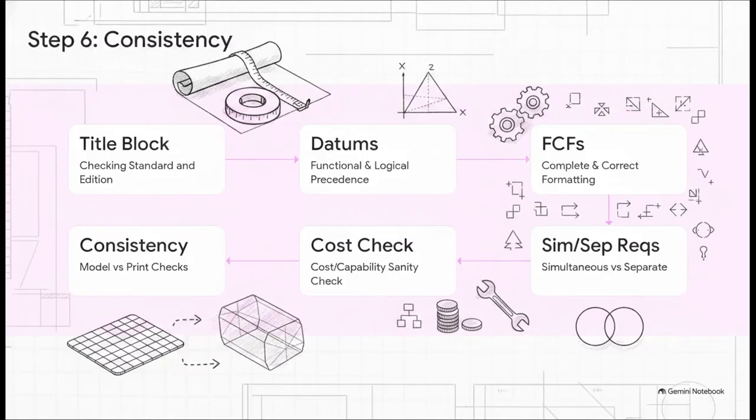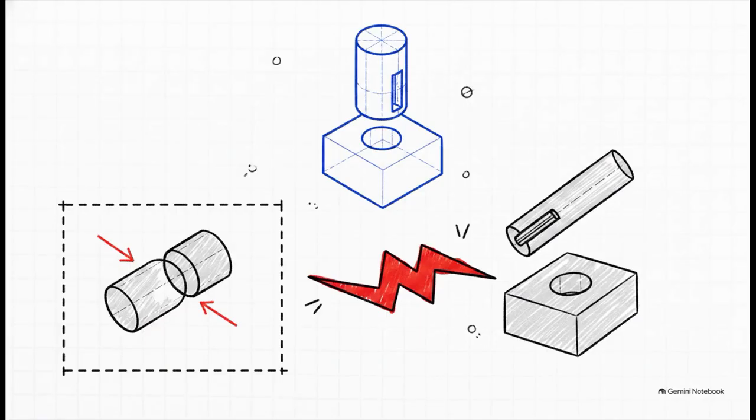Finally, we arrive at Step 6, the consistency check between the model and the print. In modern engineering, the 2D print is rarely the only source of truth. You have to query the model data. In model-based definition, dimensions that locate or orient may not even be visually shown.